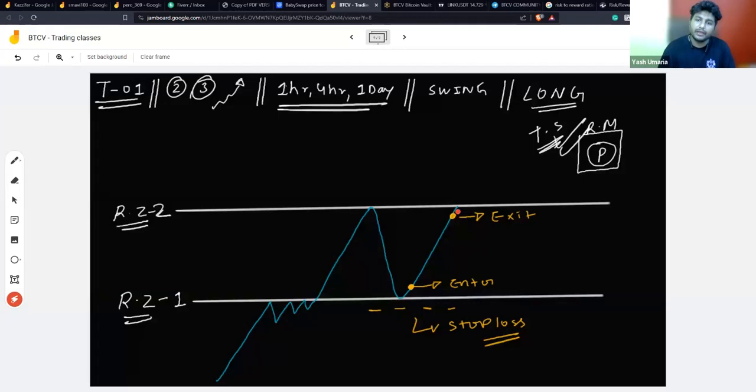Now, why are we exiting right here? Why not at this point? Why not on R2? We could have made more percentage, let's say 1% more or 2% more. But why are we not exiting at R2? Why are we not selling our coin at R2? But before that, can anyone answer that? Why are we not selling at R2 and why are we selling before that?